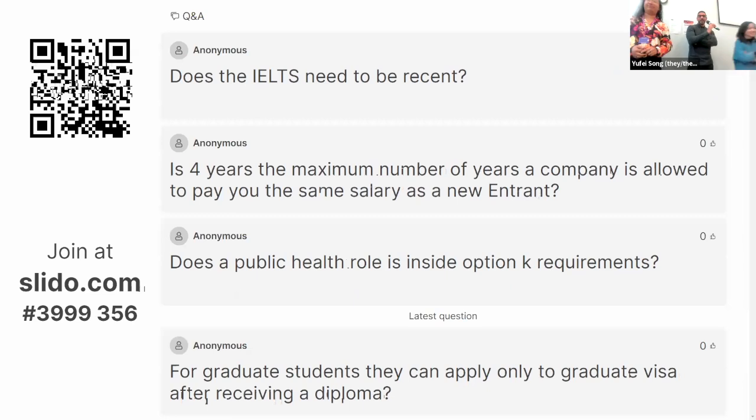In regards to the IELTS, whether it needs to be recent, usually all IELTS certificates or English language certificates have a validity of 2 years. However, if you've used an IELTS certificate as part of a previous successful visa application, then there's no expiry date on it. For example, if you used your IELTS certificate as part of your student visa, and 3 years later you're applying for a skilled worker visa, you can use that same IELTS certificate.